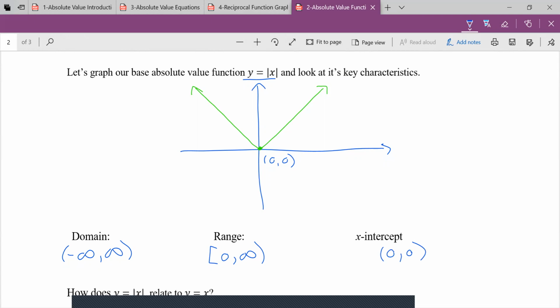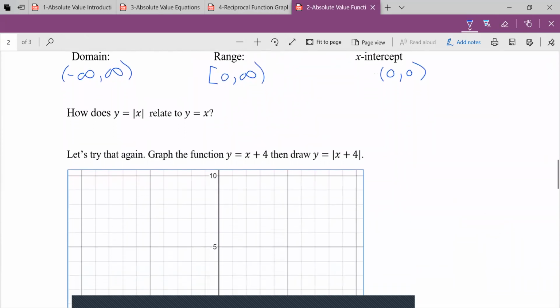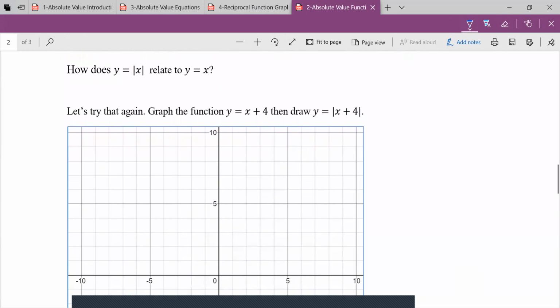What we're going to start doing here is a couple of things. We want to figure out how to draw this thing by hand, and we want to relate it to linear and quadratic functions. So let's do that now. How does the graph of the absolute value of x relate to just the graph of x? Let's do this one in our calculator so you can figure it out. It's actually not so bad.